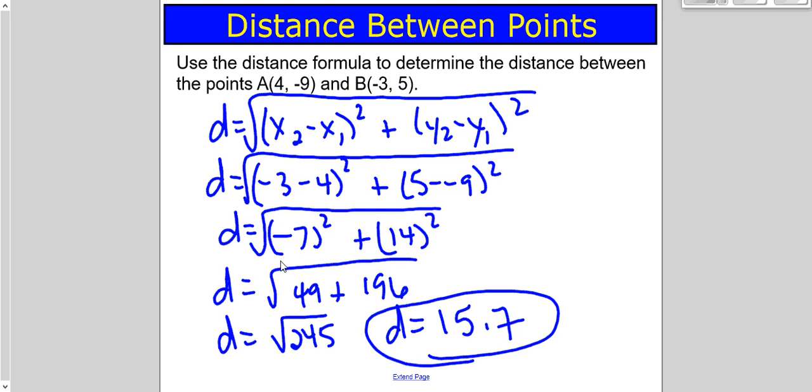Okay, this just takes a little bit of practice, finding the distance between 2 points, but I'm sure you can do it, especially now that we have this formula that we can use. So give it some practice, and if you have any problems, come on back and talk to me.